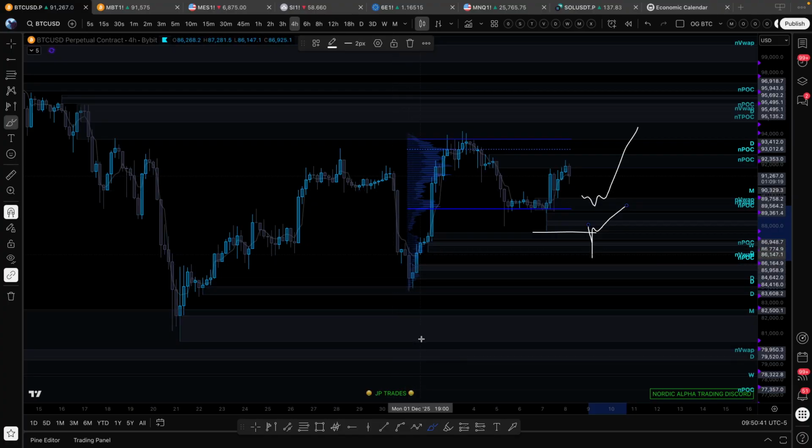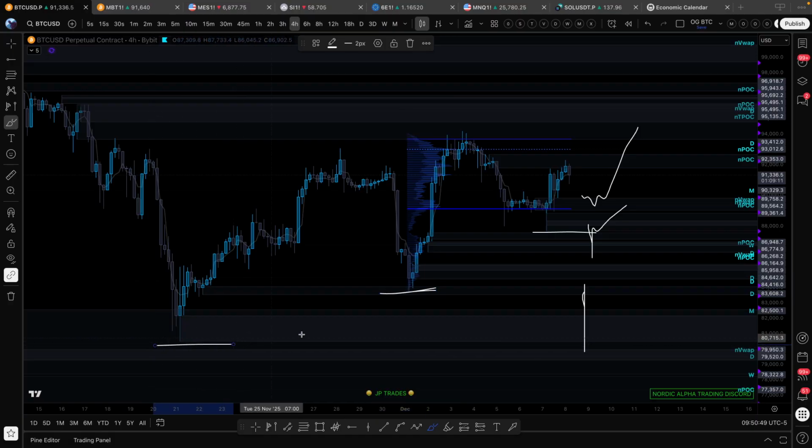And I would say the same exact thing for this low here. You SFP this low, maybe put in a large wick, maybe SFP this one and this low at the same time, and coming back up to trap all the sellers down here and then coming back up for a high.